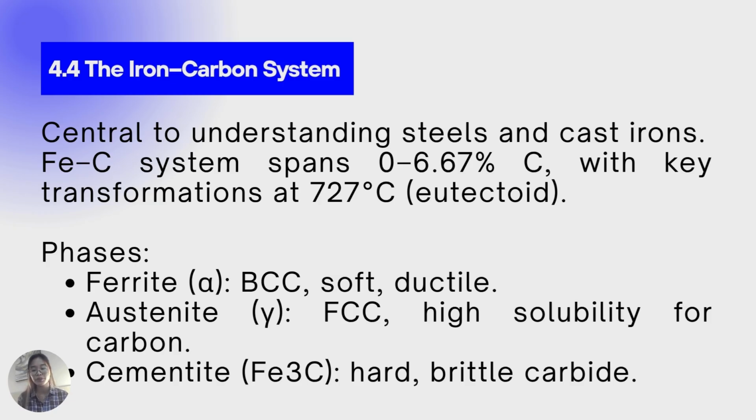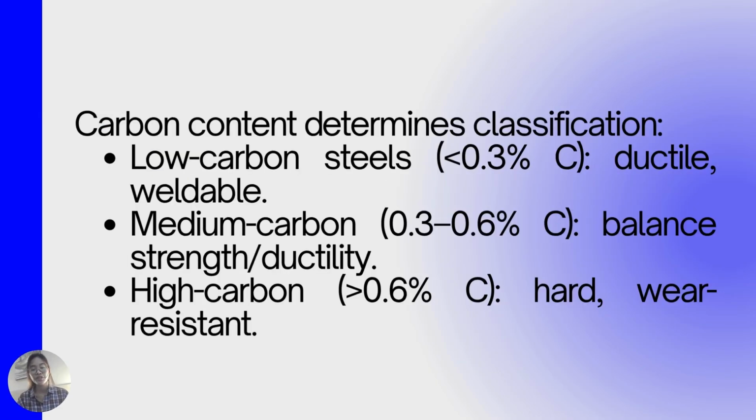Next, we'll look more closely at the individual phases present in the system and their roles. This slide shows how carbon content is the key factor in classifying steels and directly influences their mechanical properties. Low-carbon steels, with less than 0.3% carbon, are ductile, malleable, and easily weldable.